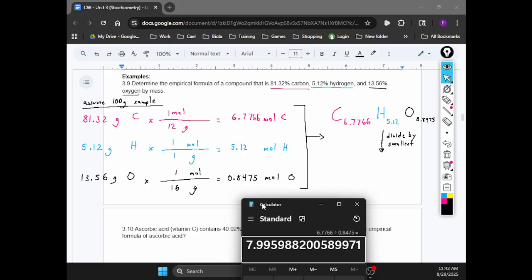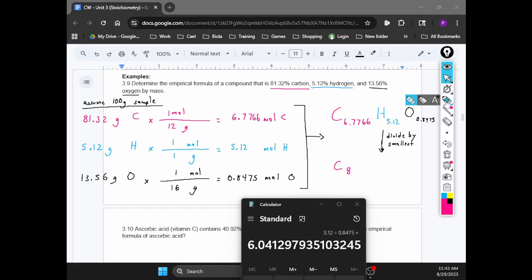And if you notice, what whole number is this really close to? 8, right? So this is going to be about C8. H is 5.12. We divide it by the smallest number, 0.8475. What whole number is this really close to? 6. So H is going to get you to 6. And obviously, this value divided by itself is 1. And so this is going to be the empirical formula of your compound. Okay, so we get the ratios between the elements inside of this compound.